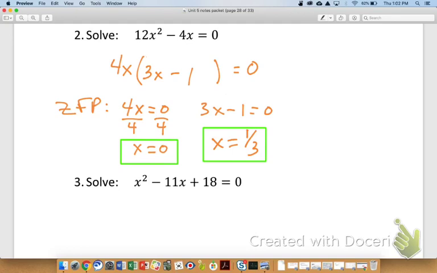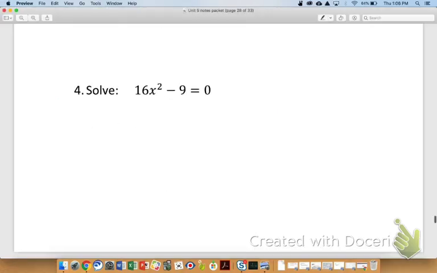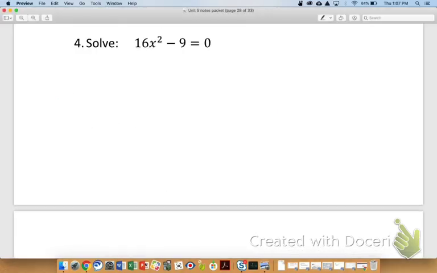And I would like to do a little test and see how you're doing. So, if you would, please take a look at number 4. We did number 3 yesterday, and see if you can handle number 4. There it is on the screen: 16x squared minus 9 equals 0.